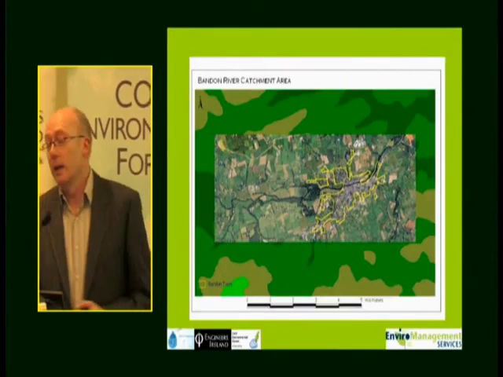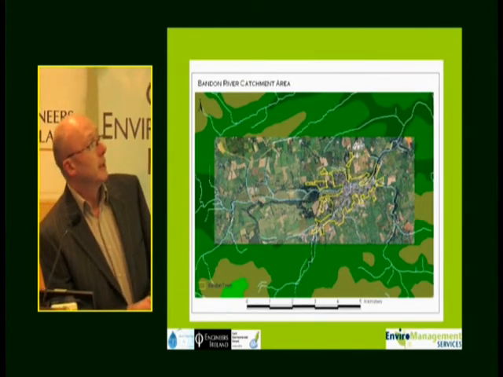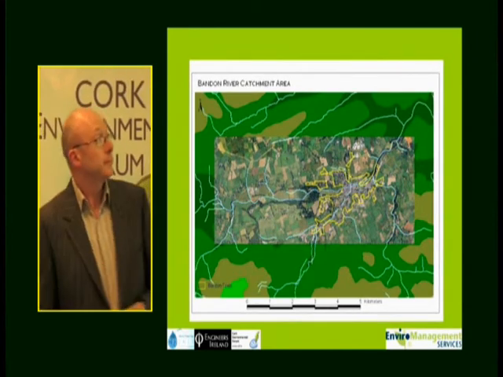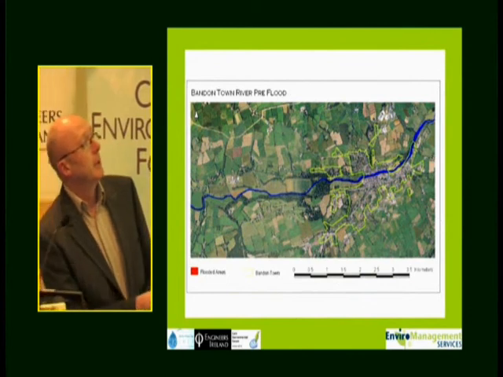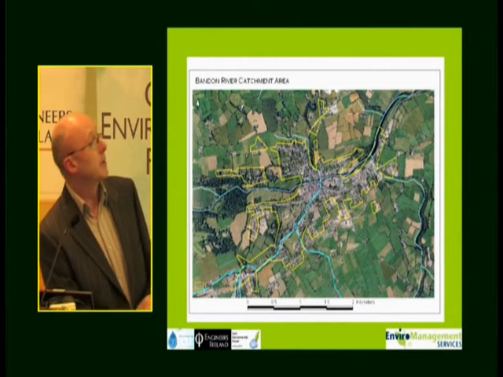So we're going to focus in on Bandon. There's a satellite image of Bandon, and the yellow shows the urban area of Bandon itself. Then you have the rivers that feed into it. This is the main Bandon River, and these are the tributaries that feed in. These two in particular are of interest to us.